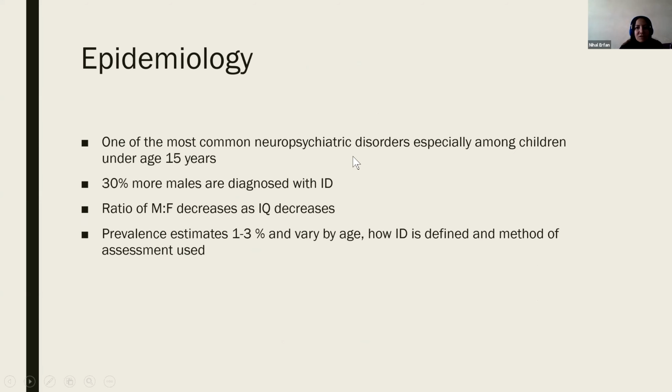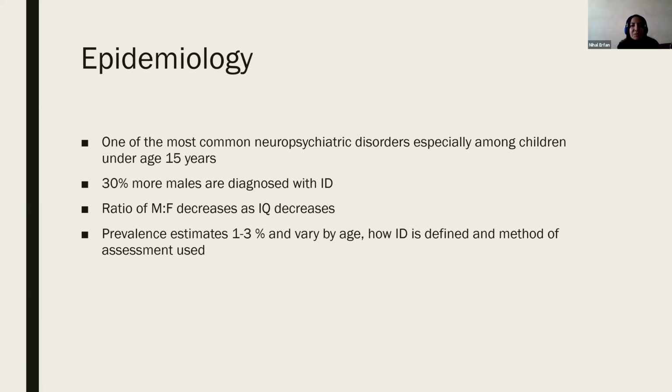Intellectual disability is one of the most common disorders that affects kids under the age of 15. 30% more males are diagnosed, so we see it more in males. The ratio of male to female decreases as the IQ decreases. So with more of the profound and severe intellectual disabilities, the numbers may be more equal, whereas with mild intellectual disability, we see it more in males.